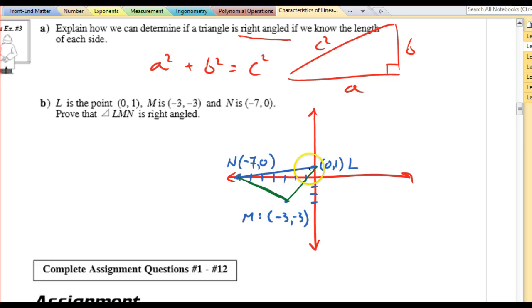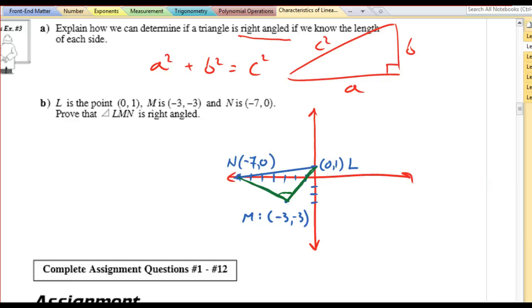Okay. So at first glance, it looks like it's not a right triangle, because that angle there looks to me like it's more than 90. But then again, my diagram could just suck, and I could be off by a little bit. So I need to double check. To double check, I need to see if the two short sides squared added together equal the long side.